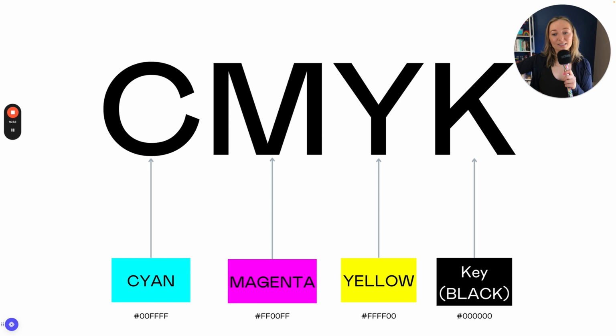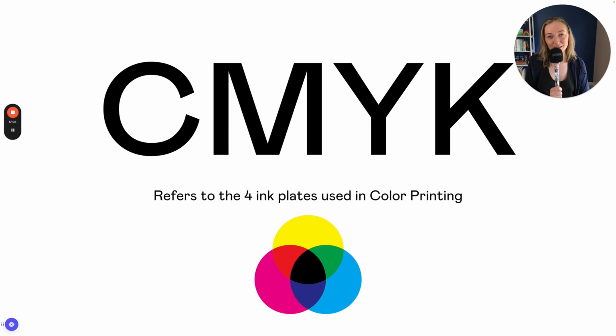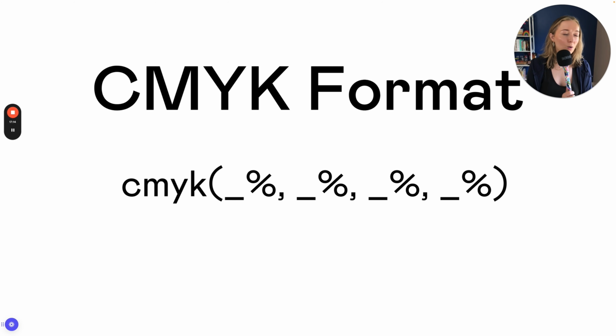CMYK stands for cyan, magenta, yellow, and key, and key usually means black. We use the letter K and the word key. CMYK refers to the four ink plates used in color printing. So CMYK is almost always what we're going to use when we talk about printing color.